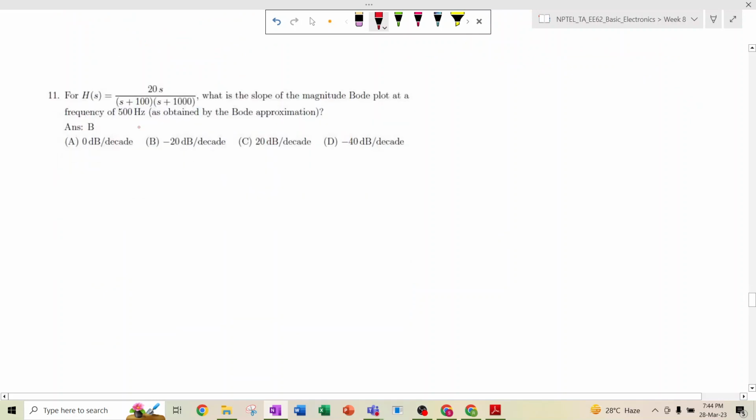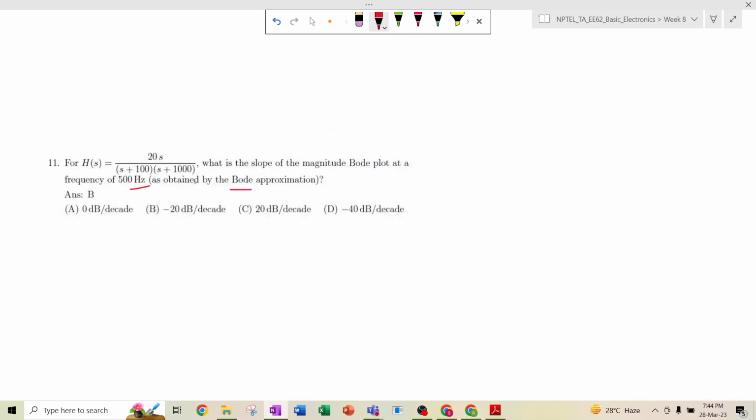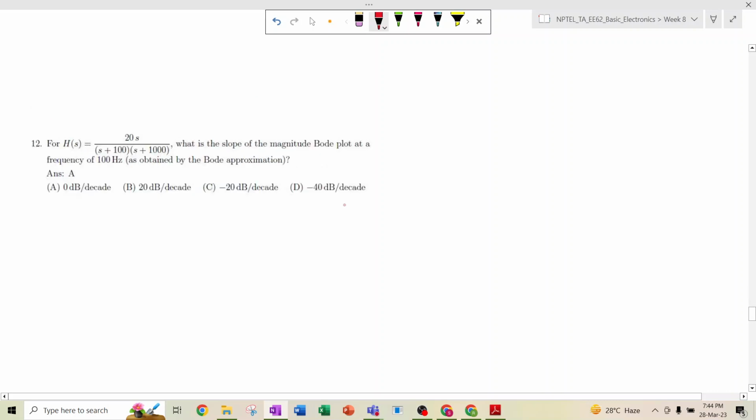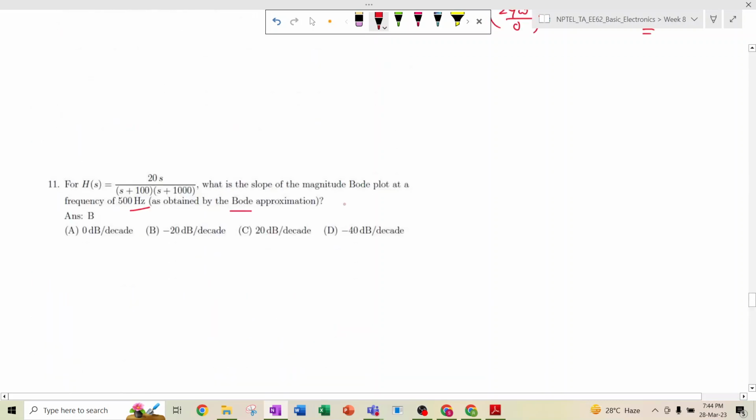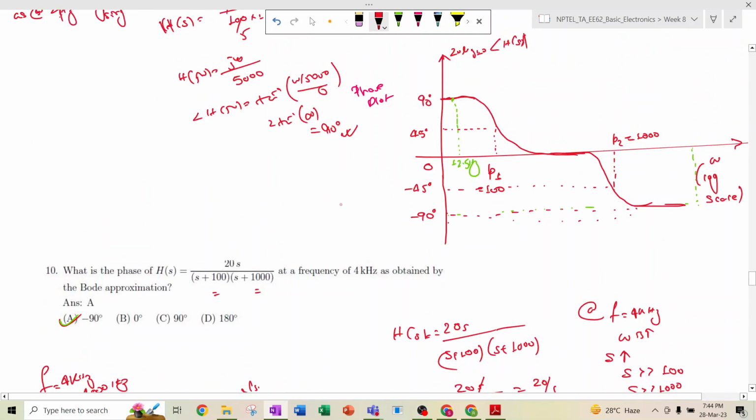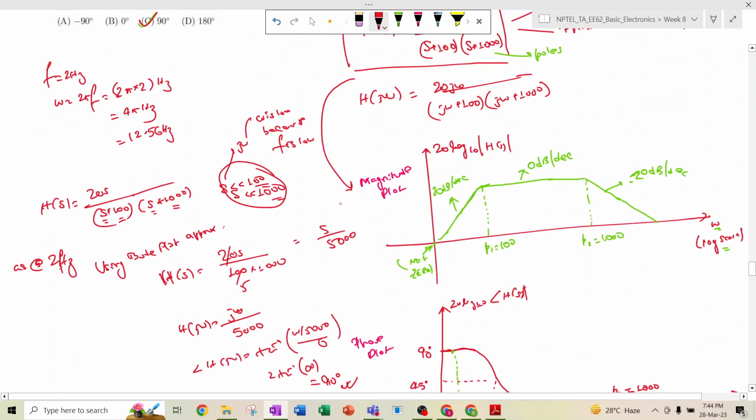Okay, question 11. What is the slope of the magnitude Bode plot at a frequency of 500 Hz as obtained by the Bode approximation? So, what do you mean by Bode approximation? Okay, I have not discussed the Bode approximation. So basically, what we can say, wait.